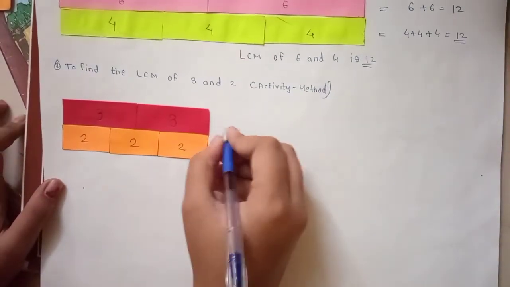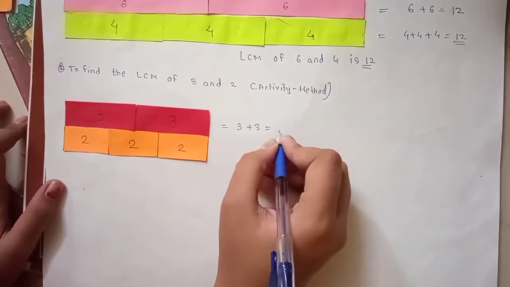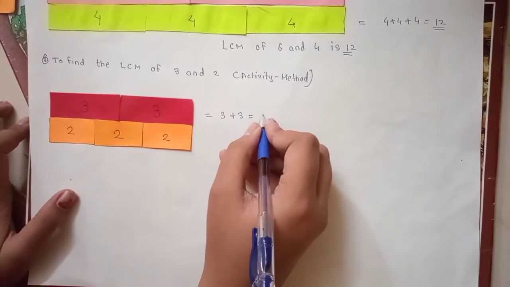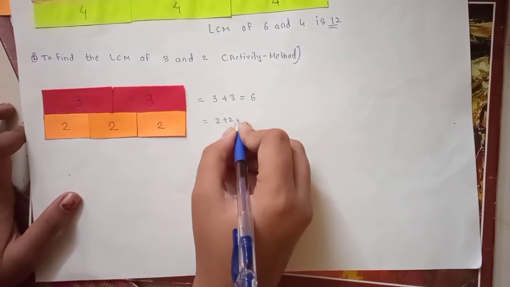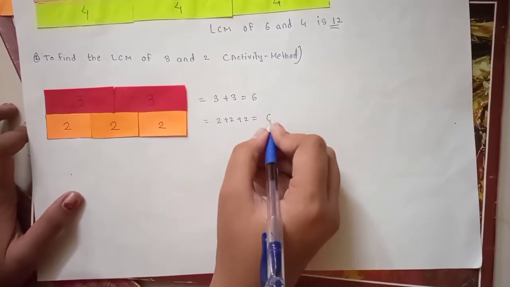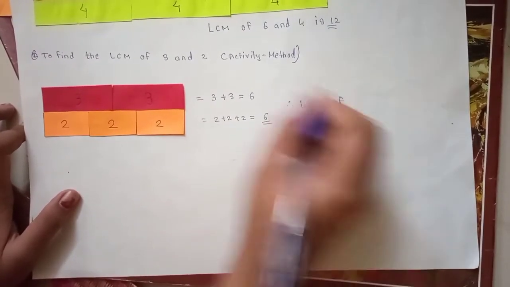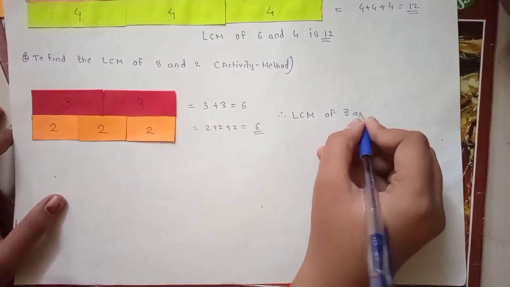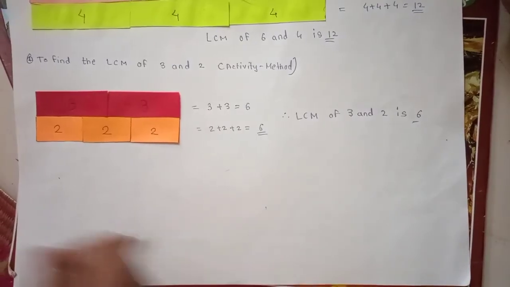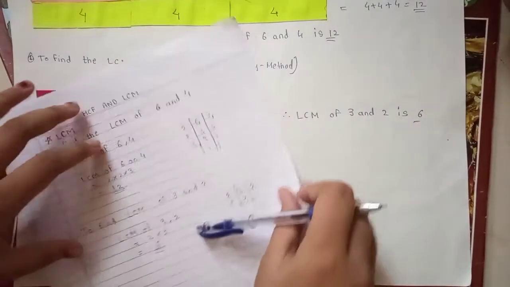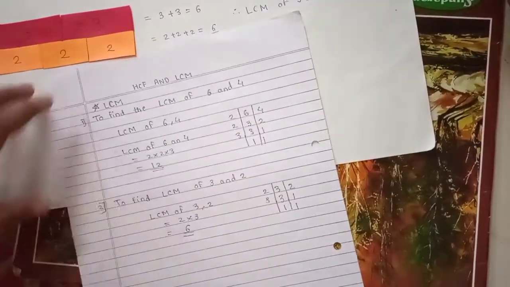So here now 3 plus 3 is equal to 6, and there are 3 2 number strips. So 2 plus 2 plus 2 is equal to 6. Therefore LCM of 3 and 2 is 6. See here, the basic method and activity method answers are same. You can see.